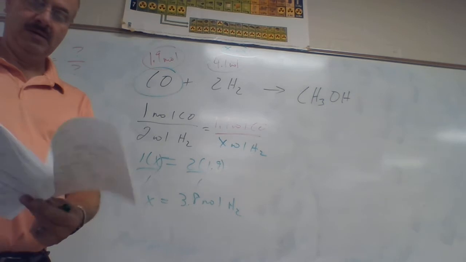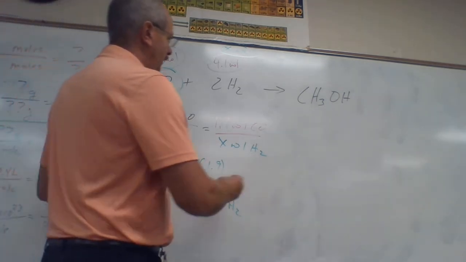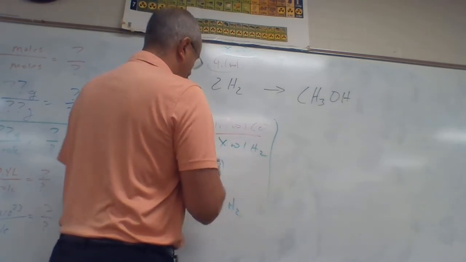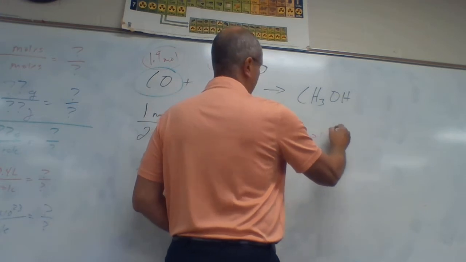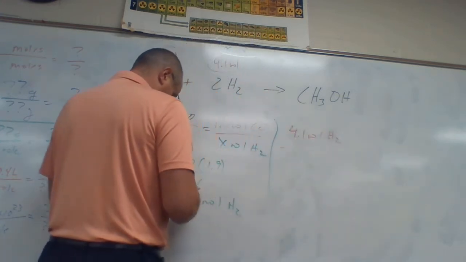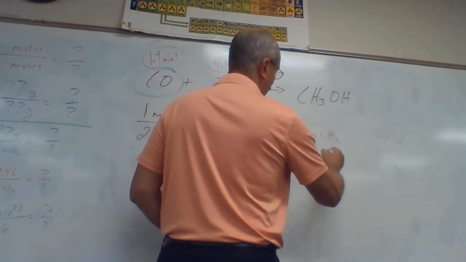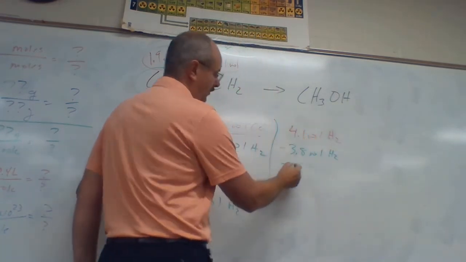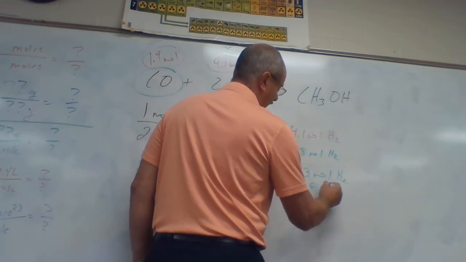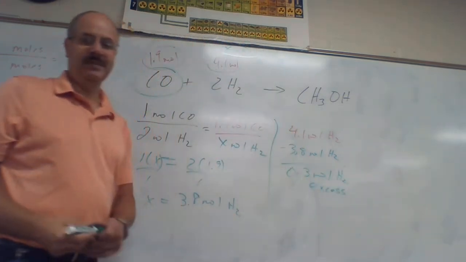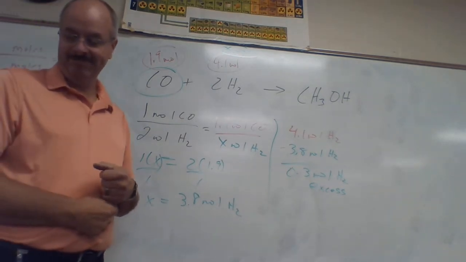I think that's the next question. It says, how much of the excess reagent is left in number 5? So we have to figure that out. They gave me 4.1 moles of H2, and we're going to subtract what we're going to use, which is 3.8 moles of H2. Subtract those, and you get 0.3 moles of H2 excess or extra left over. All right, so that was number 6.